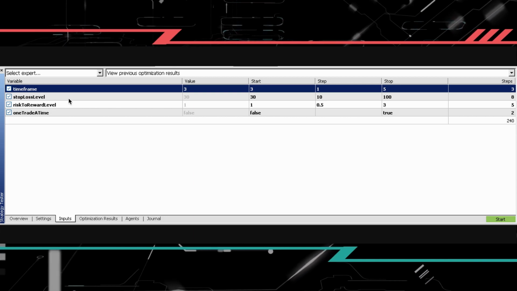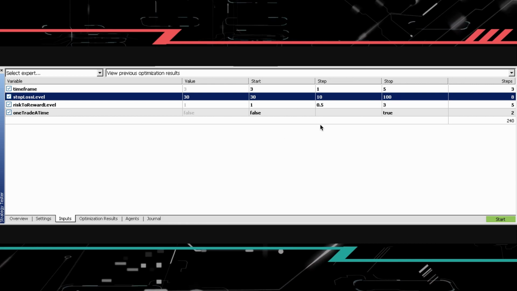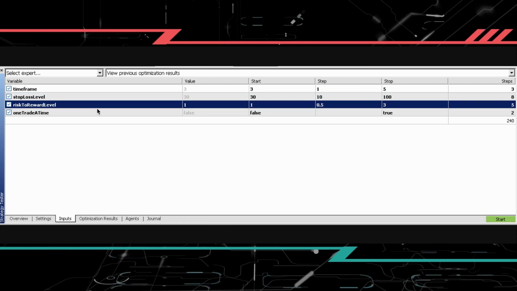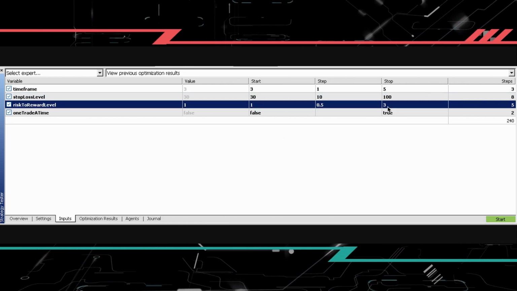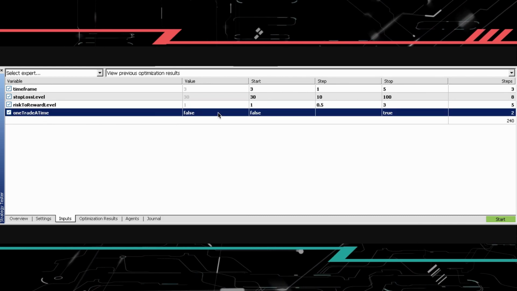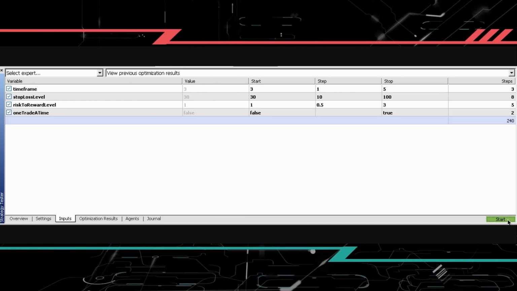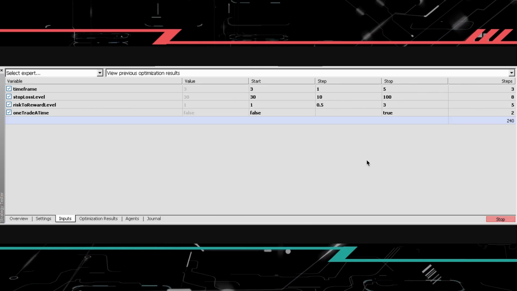The variables that would be optimized would be our stop loss, ranging from 30 pips to 100 pips with a 10 pips increment. Our risk to reward ratio, ranging from 1 to 3 with an increment of 0.5. Lastly, whether to have only one trade at a time. We have a total of 240 permutations. Let us start the backtest.